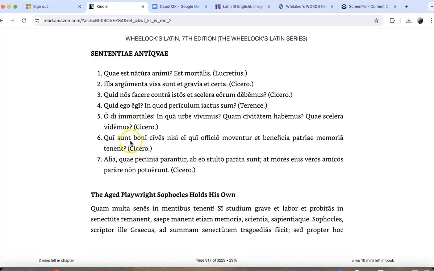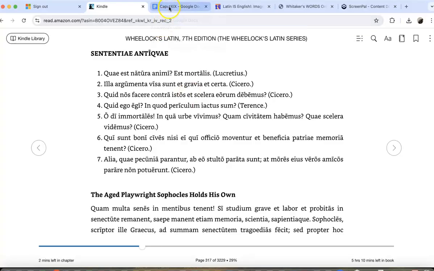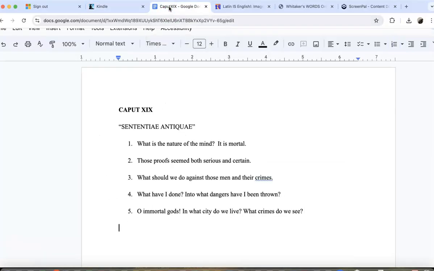Okay, moving on to number 6. Qui sunt boni civis nisi ei qui officio moventur beneficia patria memoriae tenet. Also by Cicero. Qui means who, so that is our plural form of our, in this case, it's actually functioning as just a relative pronoun. So who, what, where, that sort of thing. So who are good citizens? And so let me go ahead and write that out first, and then I'll say a little bit about it and move forward.